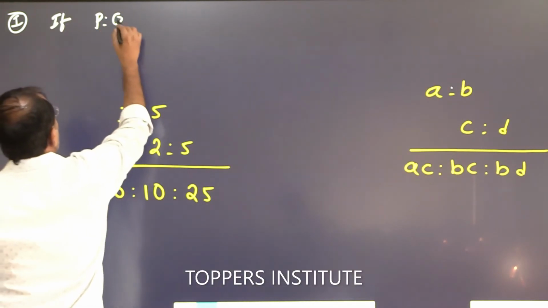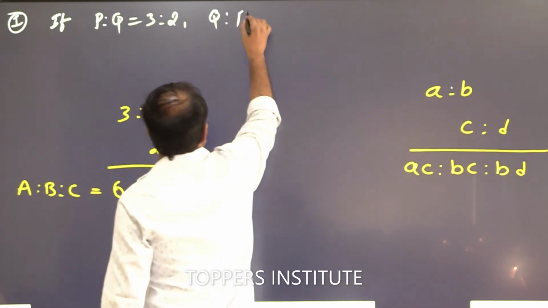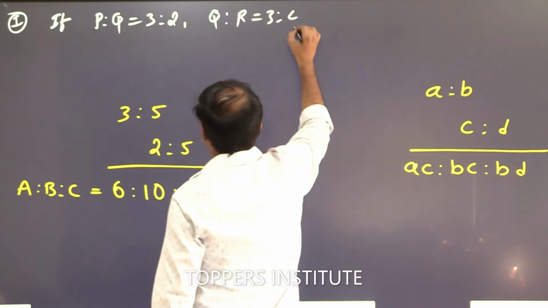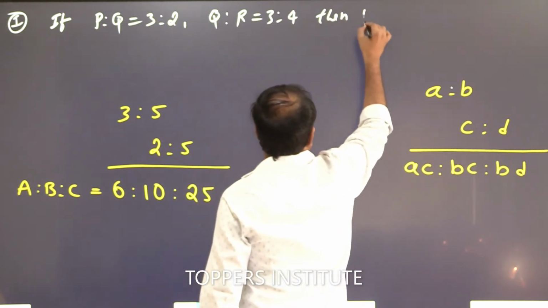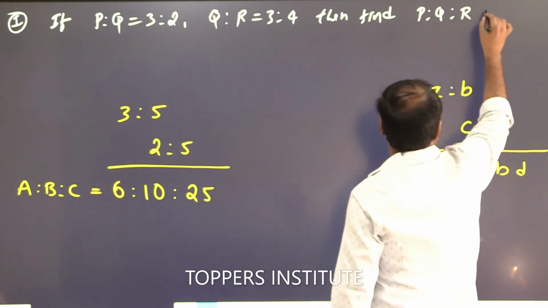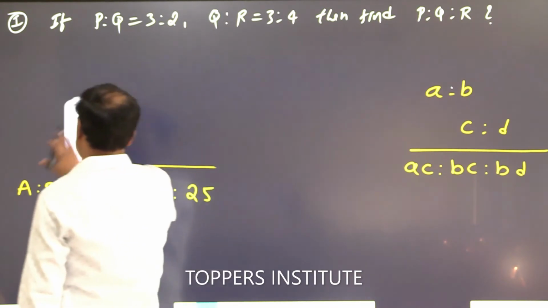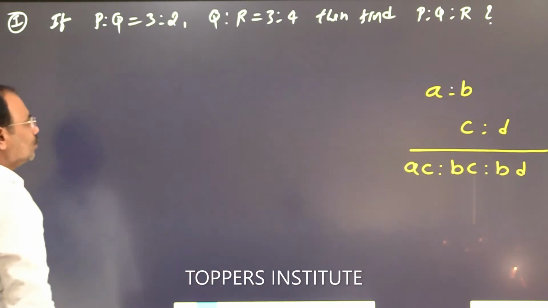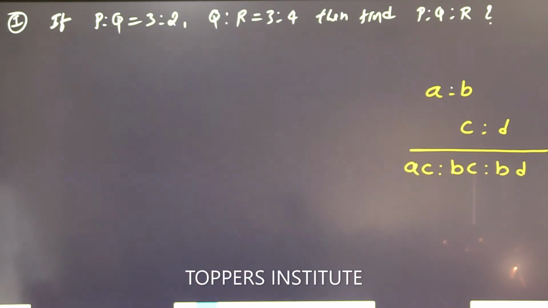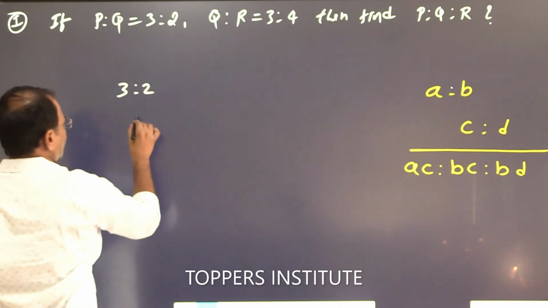If P is to Q is equal to 3 is to 2, Q is to R is equal to 3 is to 4, then find P is to Q is to R. We have to proceed step by step. P is to Q is equal to 3 is to 2, Q is to R is equal to 3 is to 4. So the first one is 3 is to 2, the second one is 3 is to 4.